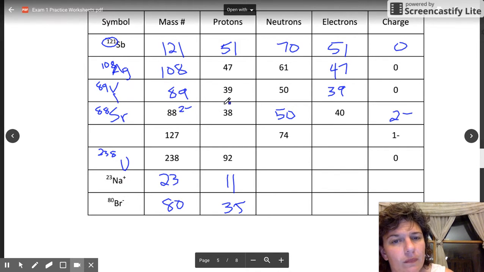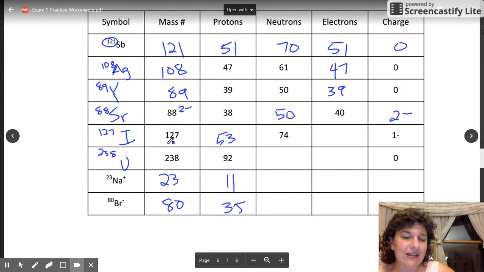All right. So mass number 127, we don't know what this is yet. But our neutrons are 74. So if we go 127 minus 74, we end up with 53 protons. And if we look at the periodic table, we know that it is iodine. So we put our mass number up there, and we have iodine as 53 protons. Now our charge here is minus 1. That means we must have 1 extra electron. So that means 54 electrons. Okay, and that gives us a 1 minus.